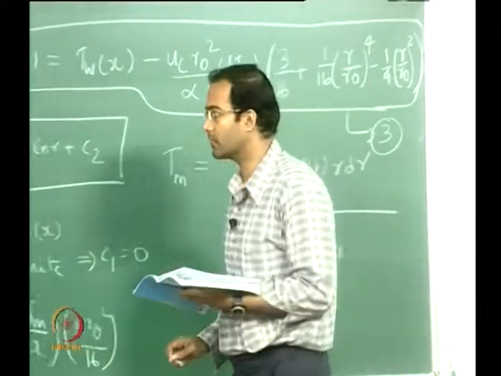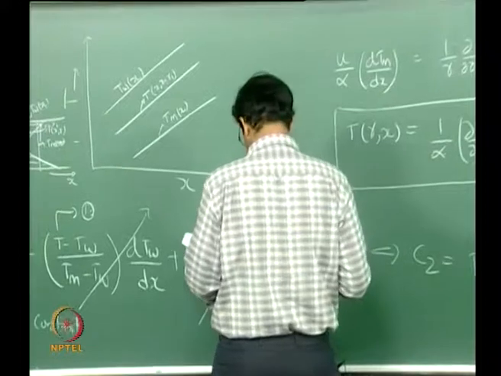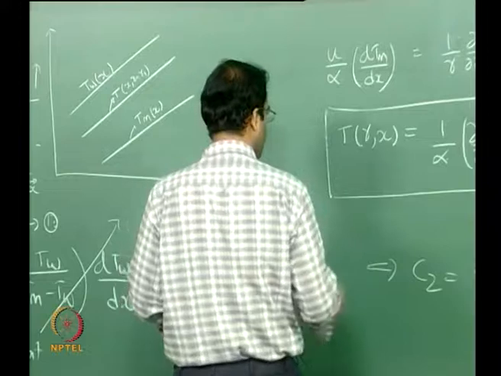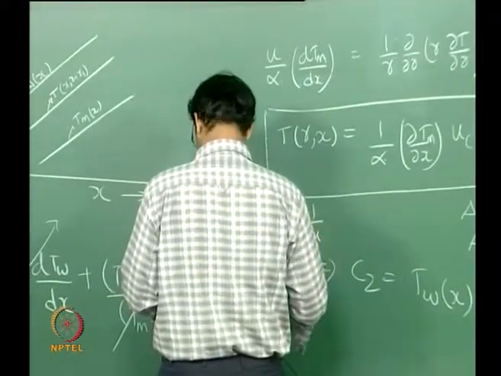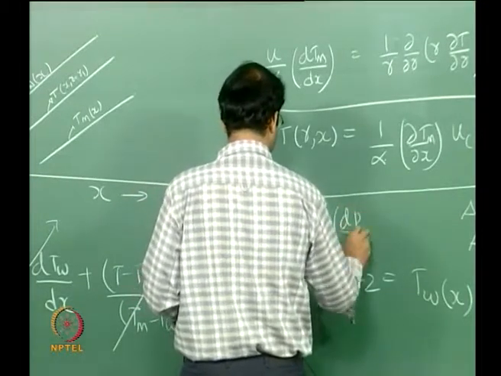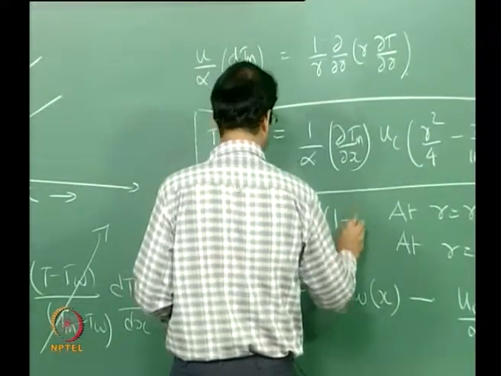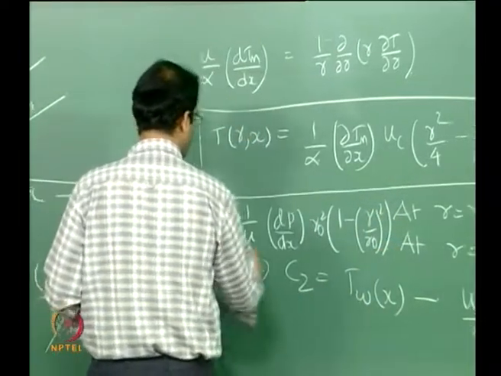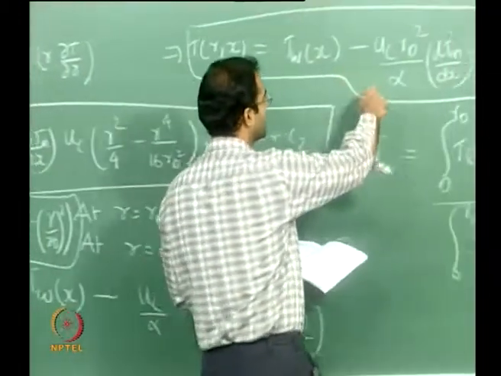So therefore you have the velocity profile. I will just write down the velocity profile for you again. So your U of R is 1 by nu, minus 1 by 4 nu into dP by dx, R naught square into 1 minus R by R naught a whole square. So this is your velocity profile, and this is your temperature profile right here.